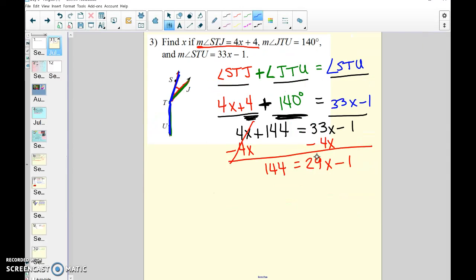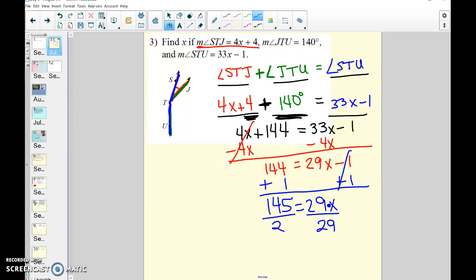Okay, now I need to get this variable by itself. I can't deal with the 29 yet. I got to move this 1 out of the way. Well, it's being subtracted. The opposite of that is addition. Whatever I do to one side, I've got to do to the other. So that's gone, and I've now added 1 to the other side. Got 145. Okay, now this last part a lot of people have forgotten, but when you have two things right next to each other in math, that actually means multiplication. What's the opposite of multiplying? Dividing. So I'm going to divide each side by 29.